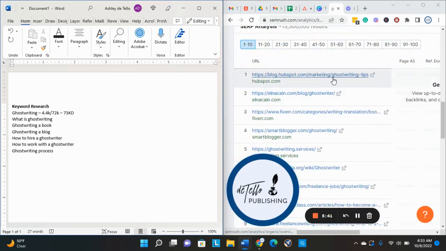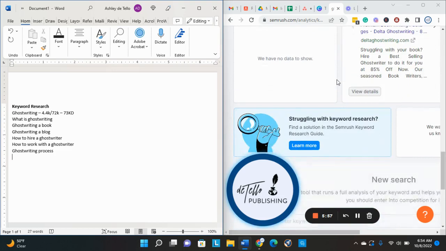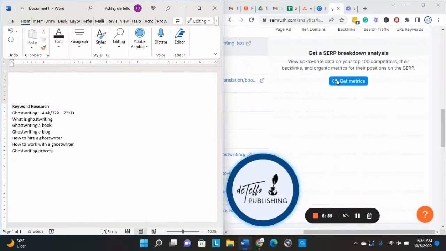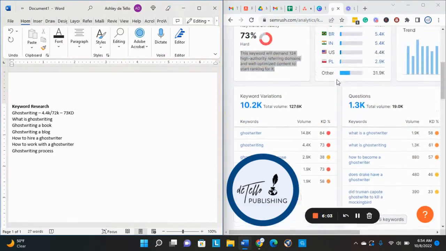Go look at their articles and see what they've covered, because that's another great tip for writing an article: you want to see what other people have written about so that you can write it better and offer something that nobody else is offering. So those are the things I like to look at when I'm doing SEMrush in the free version.